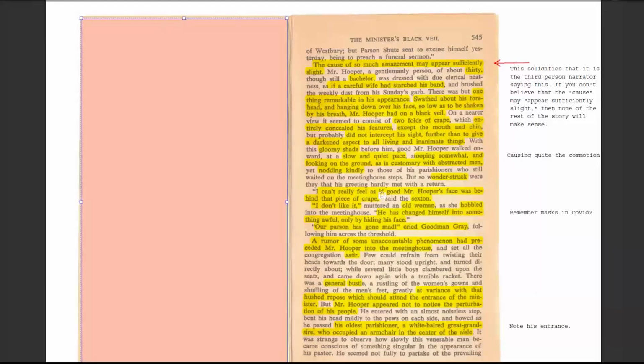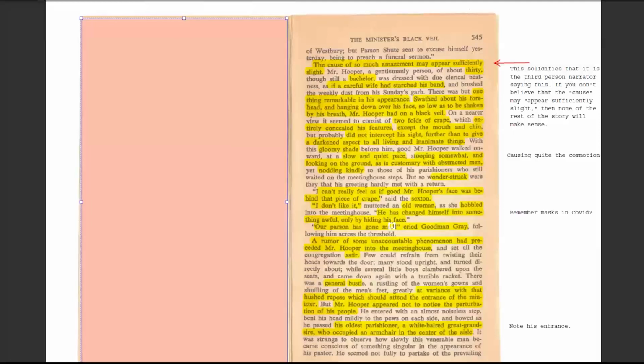I can't really feel as if good Mr. Hooper's face was behind that piece of crepe, said the sexton. So they recognize, the narrator told us it's crepe. They recognize it as crepe. The sexton says, I can't really feel it's him, his face. I don't like it, muttered an old woman as she hobbled into the meeting house. Remember, she's old, she hobbles. He has changed himself into something awful only by hiding his face.